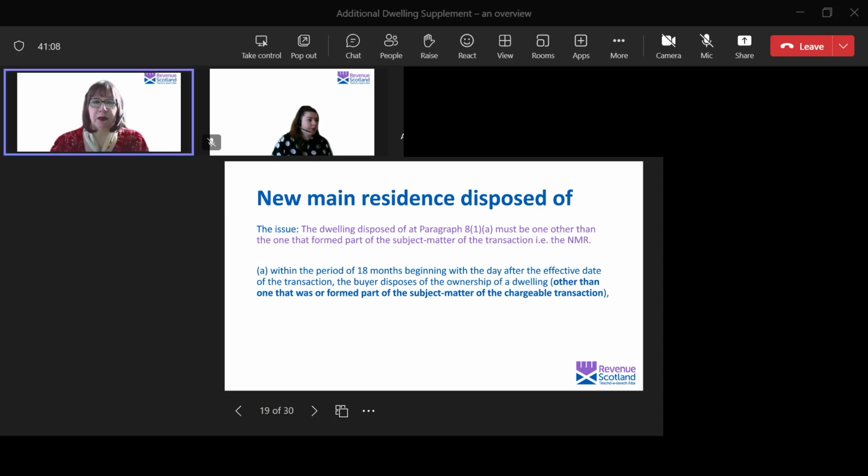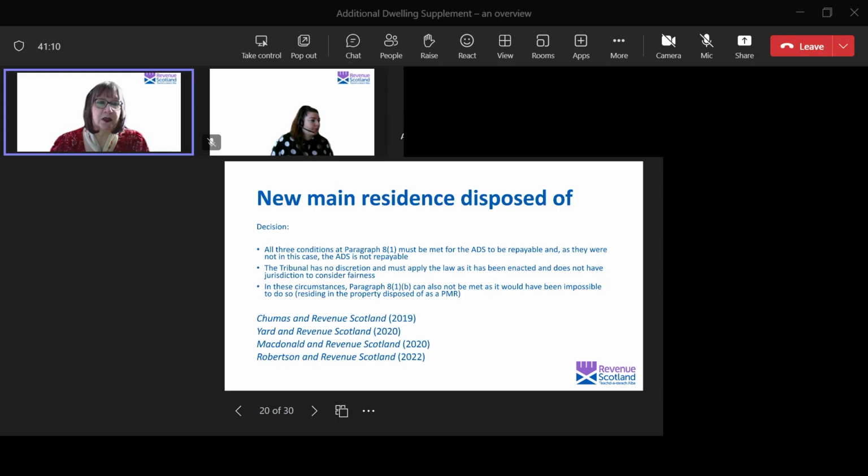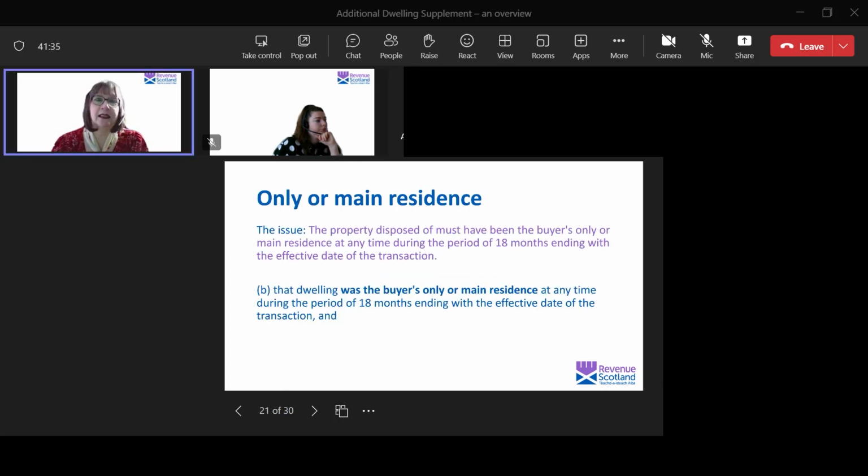In other words, the new main residence. So the dwelling disposed of to meet the first of the repayment conditions must be one that formed part of the subject matter of the transaction. So again, we have no discretion by either Revenue Scotland or Tribunal for that one. Can move on to the next one there. So we've had 4 situations where that's been the case.